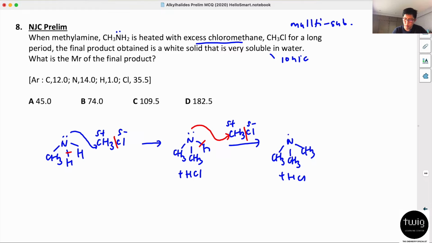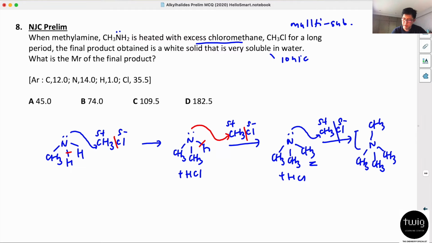And actually, it will undergo one last nucleophilic substitution. But in this case, there's no more hydrogen to be kicked out from the N. So it works this way. Lone pair attacks the carbon, you just kick out the Cl. So the final product is essentially N, CH3, CH3, CH3, CH3, a positive cation, and there's a Cl minus. So you try to calculate the entire Mr of this compound. And it's definitely very soluble in water because it's an ionic compound.